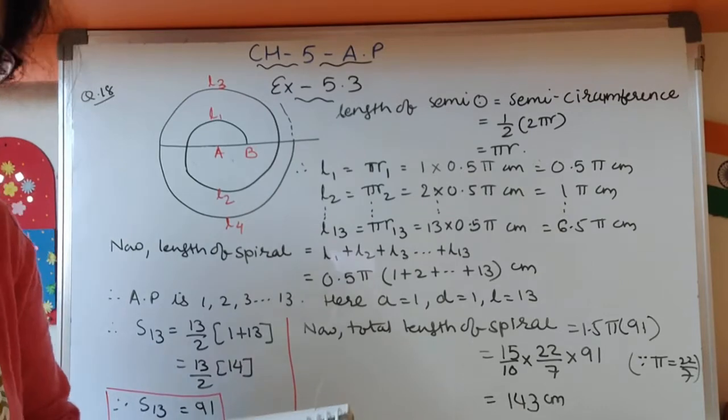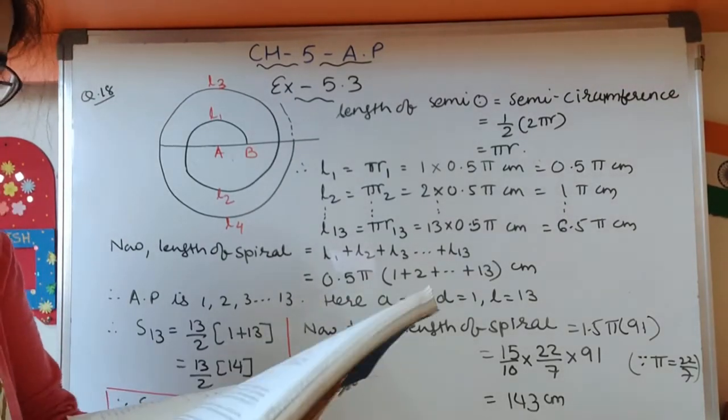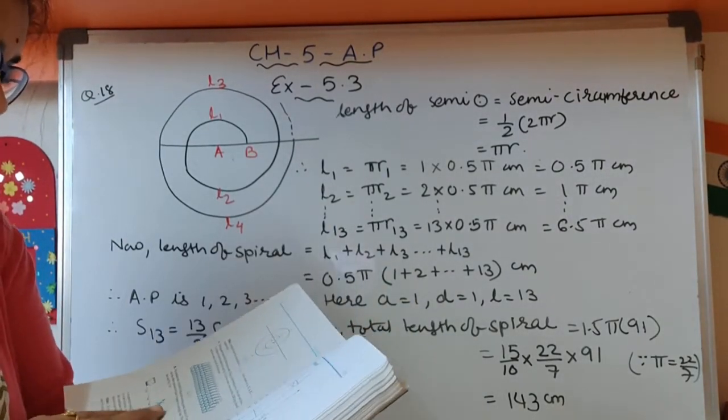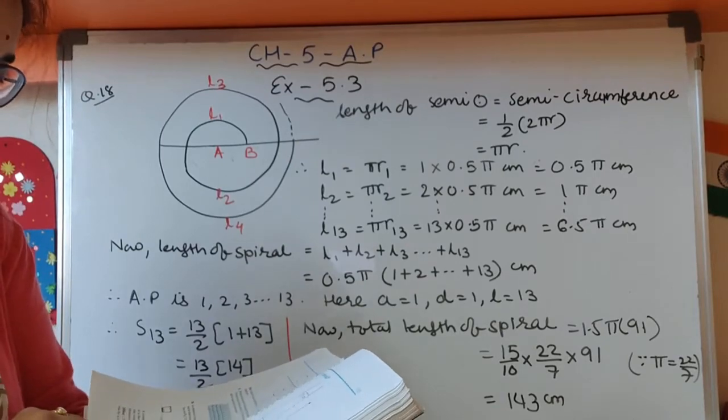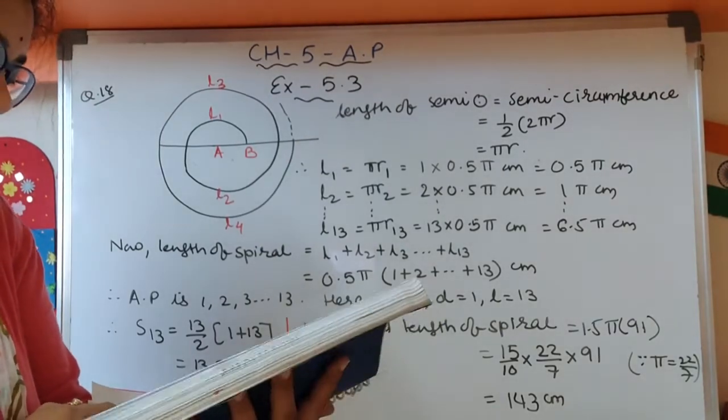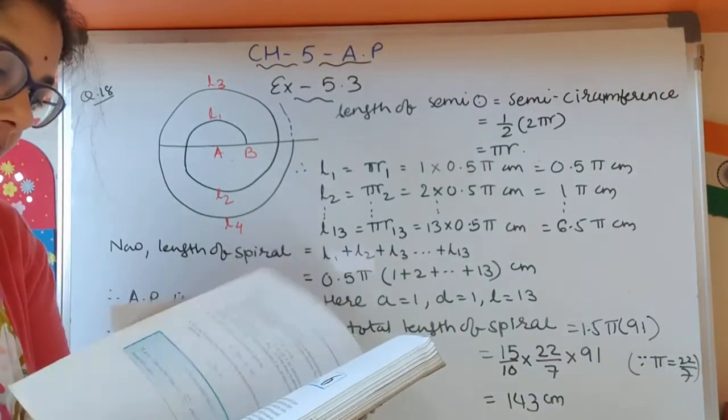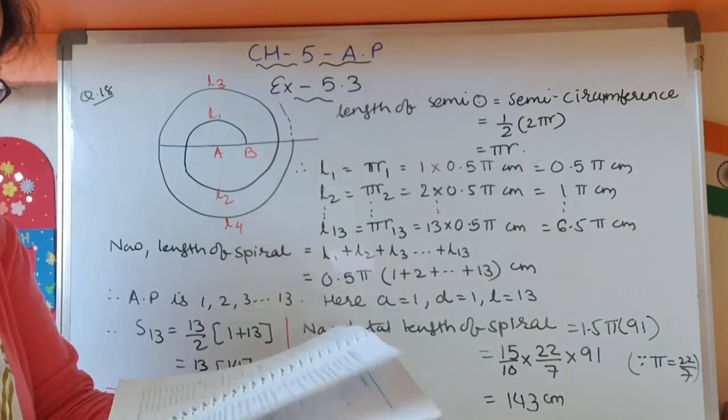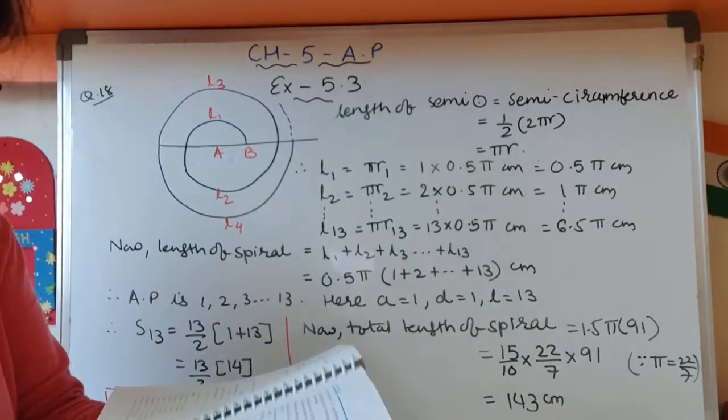Now sums 18, 19 and 20. These are quite different type of sums, and these we call as problem sums, mostly asked in 4 marks or 3 marks questions. Okay, so these are the important sums.